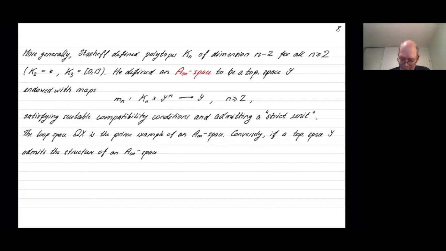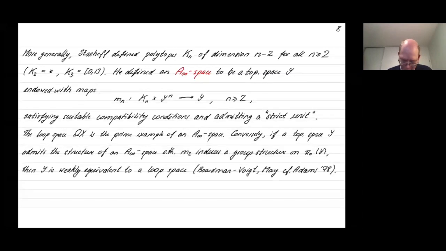And we may ask whether each A infinity space is a loop space. And that's not the case. There is an obvious obstruction. If we look at loop spaces, if we look at loops modulo homotopy, they form a group, not just a monoid, but a group. So if we want to get a loop space, then we have to ask that the connected components, the connected components of omega X, are just the homotopy classes of loops. And so the connected components of our space Y for the operation induced by M2 should form a group.